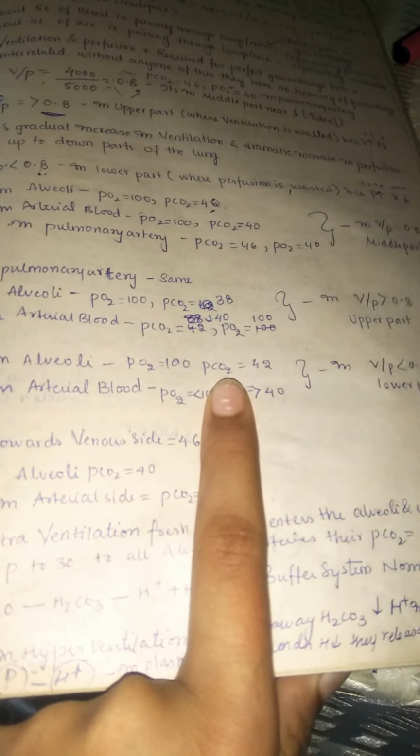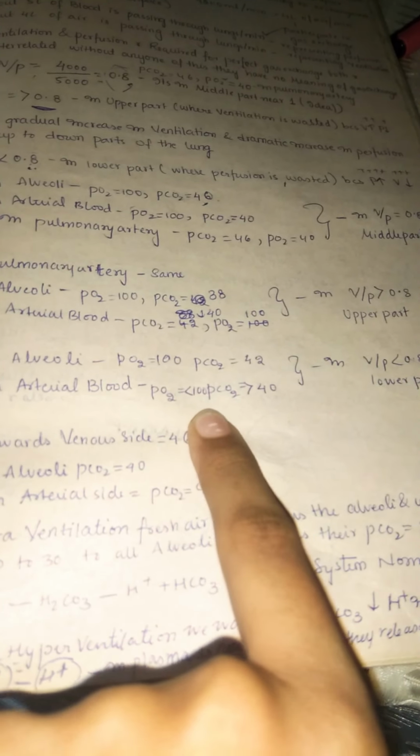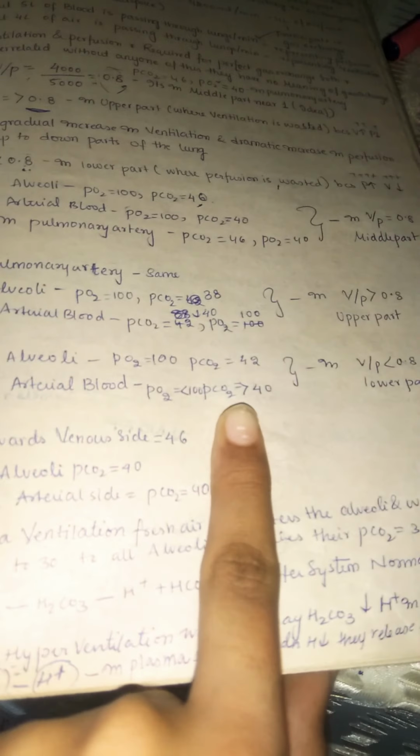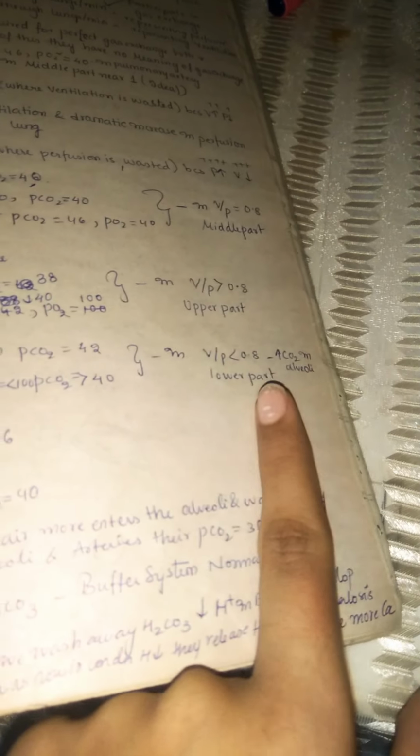Next, coming to ventilation by perfusion less than 0.8, where carbon dioxide is increased in the lower part of the alveoli. Less than 0.8 means ventilation is decreased, which means perfusion is higher, which means blood flow is higher. When the blood flow is higher, you can see in alveoli oxygen is 100, whereas carbon dioxide has increased to 42, and even in arterial blood oxygen is less than 100, whereas carbon dioxide is greater than 40. So in the lower part, the carbon dioxide is increased in alveoli.